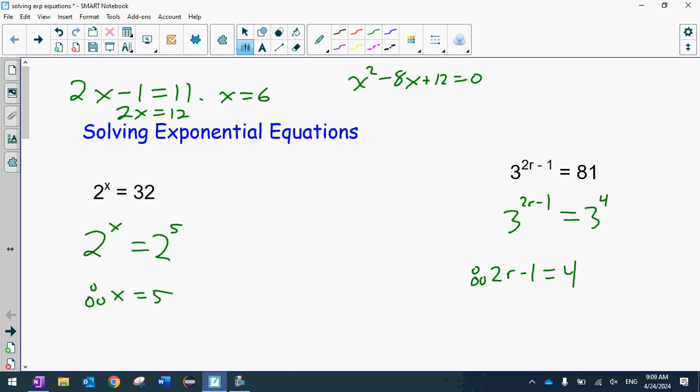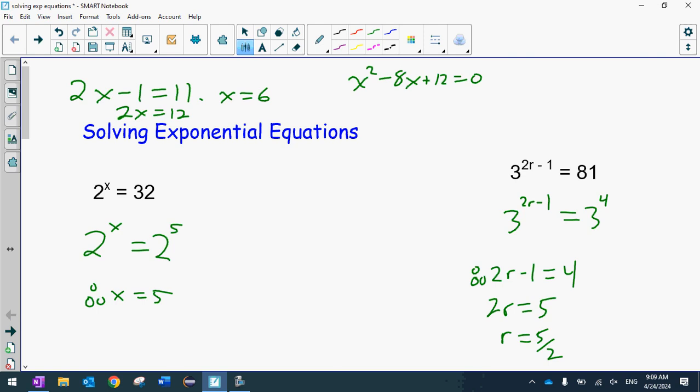Crossing things out means you divide out or subtract out. In this case, you're not actually doing anything. You're just realizing the exponents have to be the same. And now it's a linear equation. 2r must equal 5, so r is 5 halves, or 2.5. I'm going to build up as we get a little bit more and more challenging.